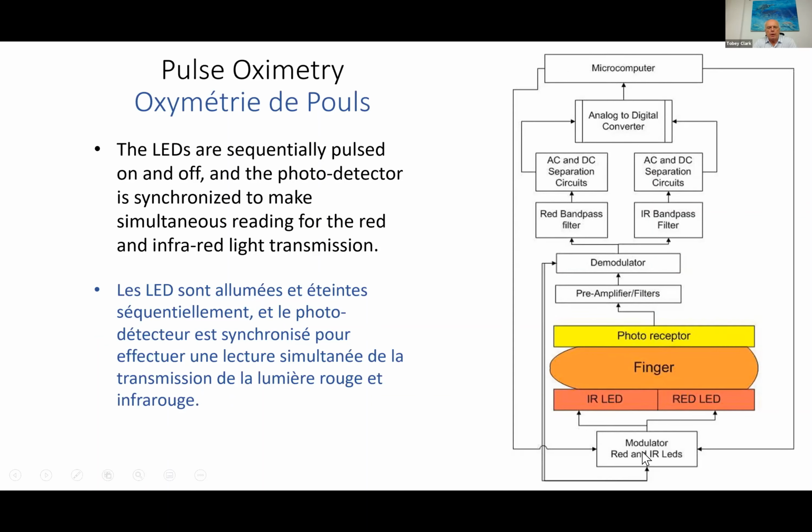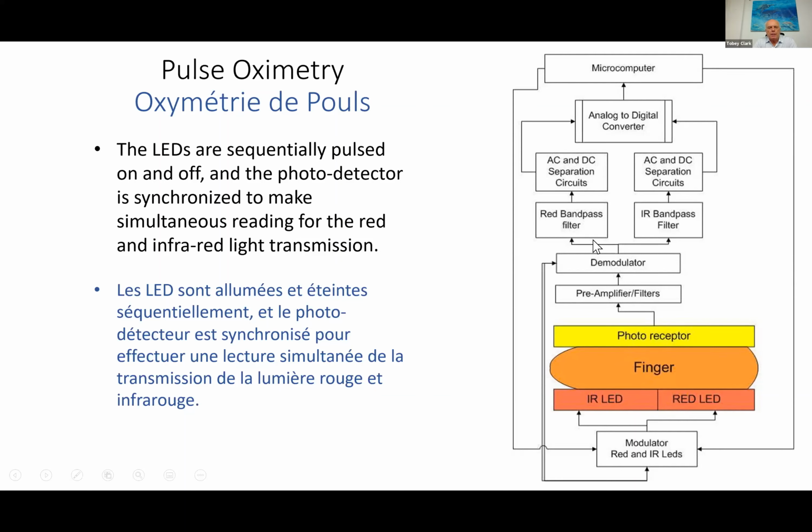These are synchronized. The LED will turn on, and the photoreceptor will receive that signal, but they'll turn on at different times. So the red one will turn on at one point in time, the measurement will be made, and then the infrared one will turn on at another point in time.